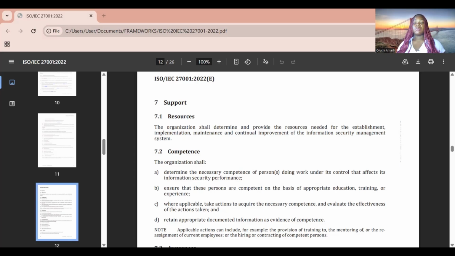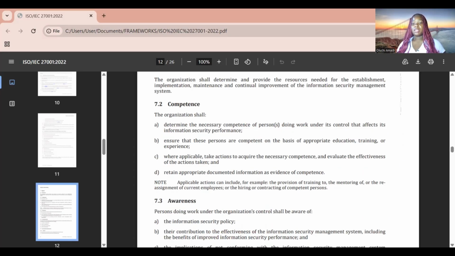Then 7.2 has to do with competence. When we talk about competence, you have to ensure that everybody that will be involved in the information security management system is competent enough to carry out any tasks that are given to them. For example, if you have an information security manager, this person must have knowledge of ISO 27001. The person must be good with risk management. The person must know how to respond to incidents.